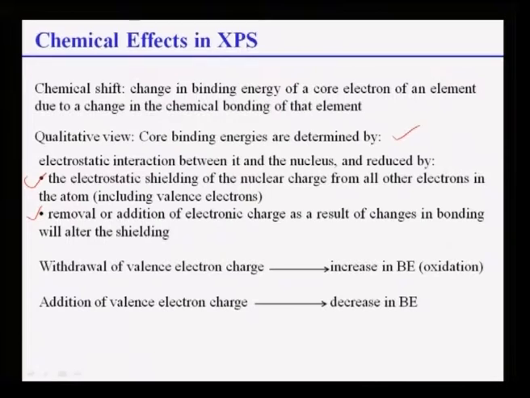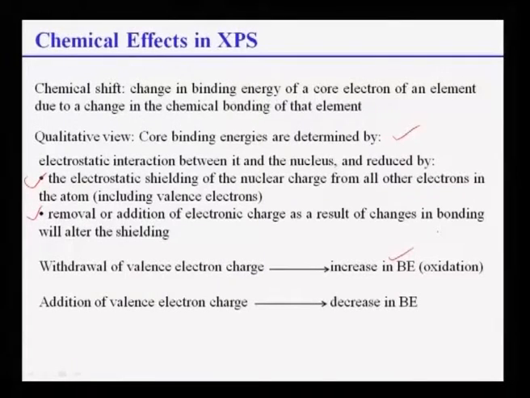Whenever we add an electron or remove an electron from the atom, there is going to be a change of charge, or change of the binding energies. So if you have withdrawal of electronic charge, there is an increase in the binding energy, and this is also known as oxidation. If you take some electron out of a species, it is called oxidation, and if you add valence electron charge to it, it leads to a decrease in binding energy. This is nothing but reduction. This can be thought of in this way.